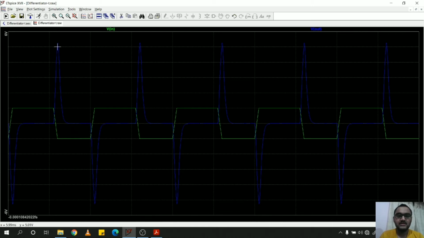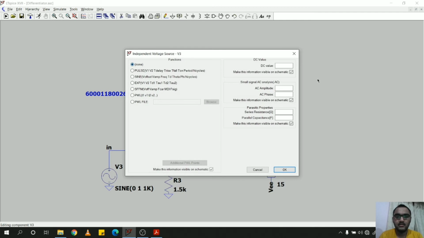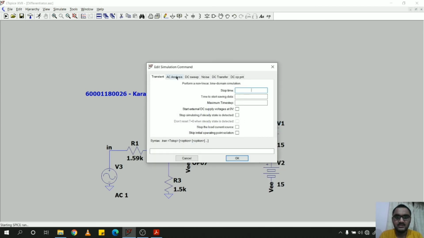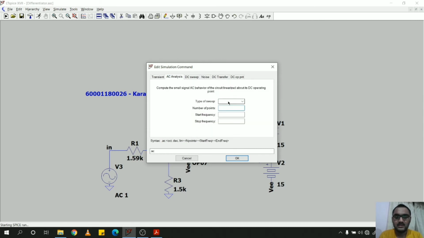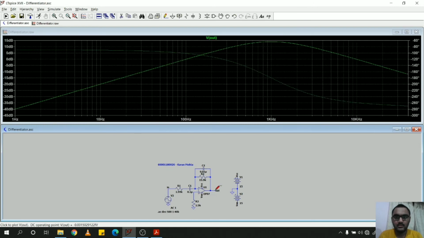Now let's see the frequency response for the same. For the frequency response, right click on the input, select none and enter AC amplitude as 1. Click OK. Now run the schematic. Select AC analysis. Select the type of sweep as decade, number of points as 500, starting frequency as 1 Hz and stop frequency as 40 kHz. Now click on the output terminal.